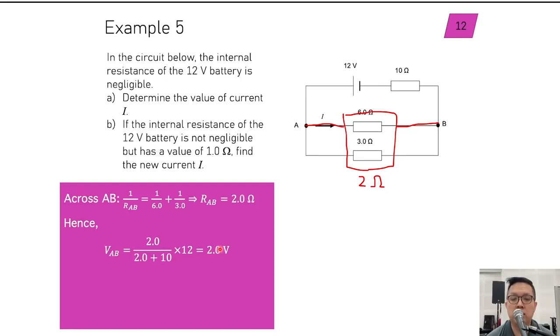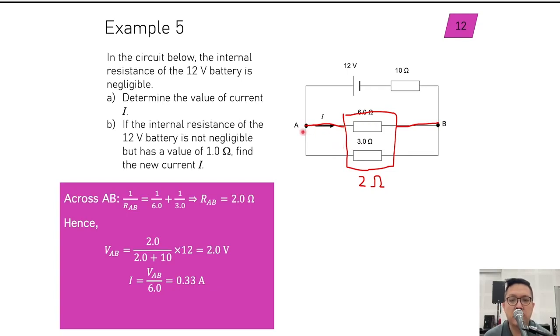So we know our potential drop here. We know this resistance. We can find the current now. So we take VAB divided by 6 ohms. Okay, why am I using 6 ohms? Because what's my total resistance? Did I make a mistake here somewhere? Let me check.